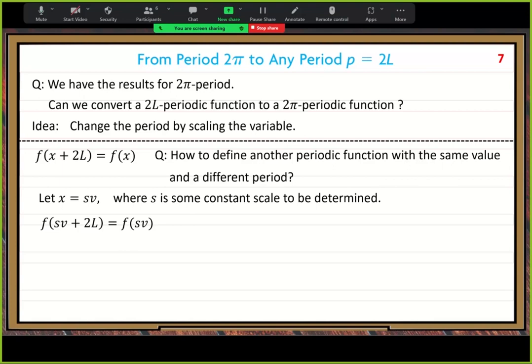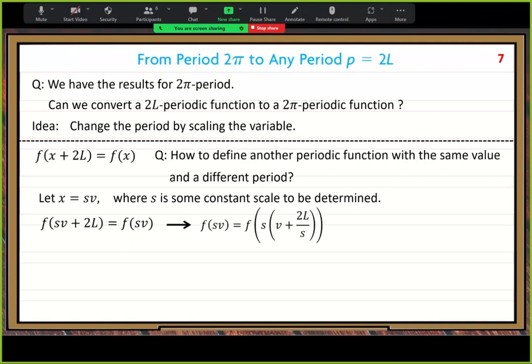Okay. Now, in order to see the new period, what's the new period of this function f using the v variable? This time, the f function uses v as the variable. Okay, new variable. New variable means the period is also new. You cannot use the old period. The period must be different.